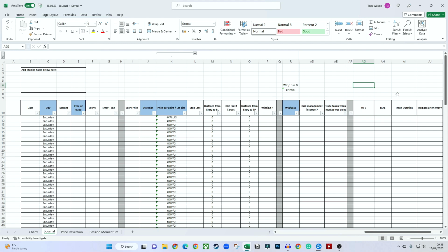Things as well like pullback after entry. That's an area that I've been looking at on a recent strategy. In essence, I'm getting in at whatever price, but could I get in at a slightly better price?